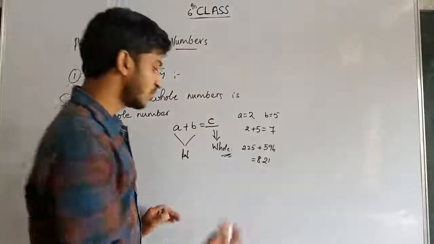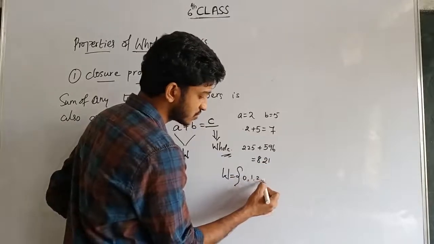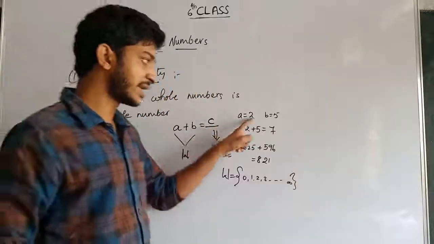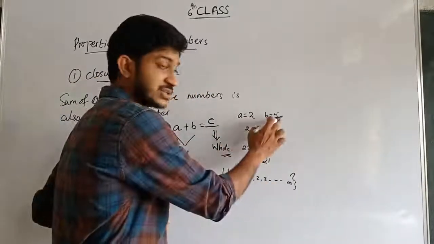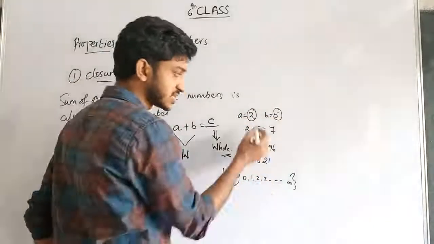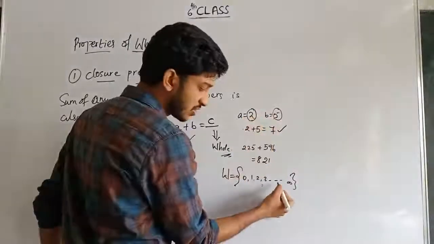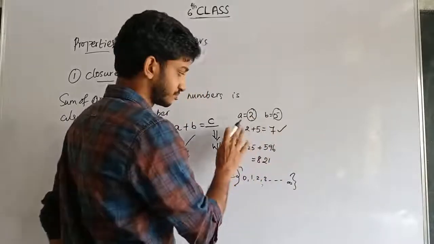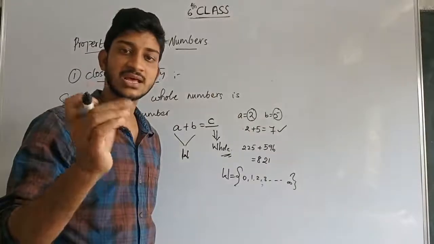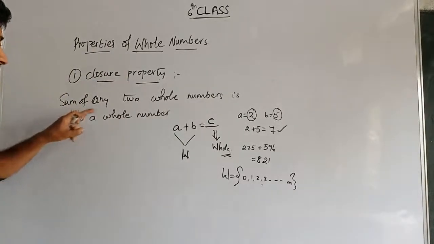What does the set of whole numbers include? It includes 0, 1, 2, 3, 4, 5, 6, 7, and so on up to infinity. If you take a is equal to 2 and b is equal to 5, are these two numbers in whole numbers or not? Yes, these two numbers exist in whole numbers, and we got the answer 7. This 7 is also in the whole number set. So if you take two whole numbers and add them, we get a whole number.